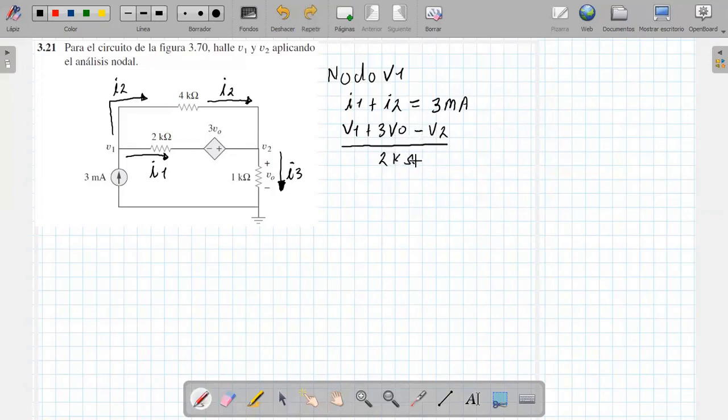Well, the current I1 plus the current I2. The current I2 is the one that comes from here, which would be (V1 minus V2) over 4. So all of this represents the current I1 and this represents I2. It is going to be equal to 3 milliamps.